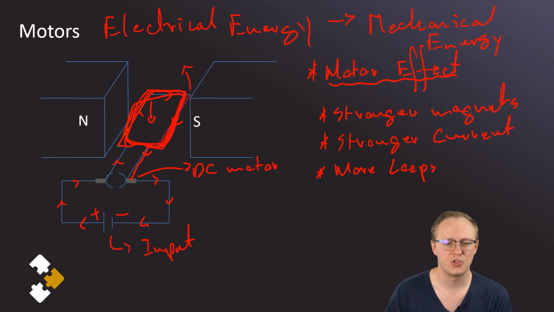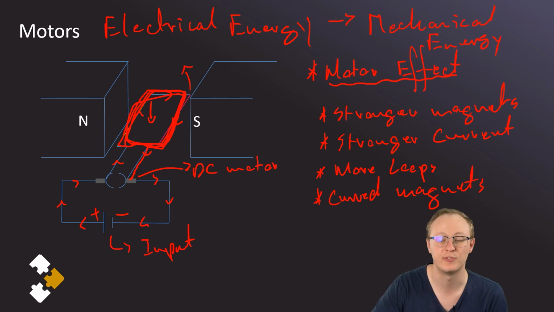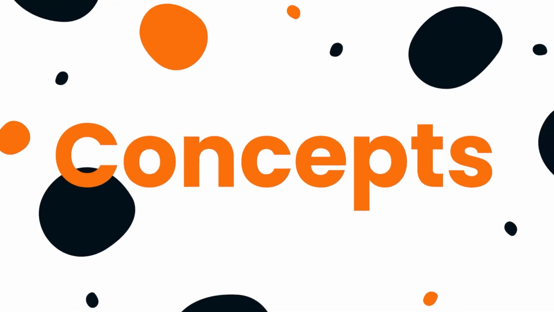So stronger magnets, stronger current, more loops, and I would say we also have the idea that if we use curved magnets, things should go better for us, for the same reasons as previously. Those are the ways in which we can increase that twisting force of the motor, the torque.